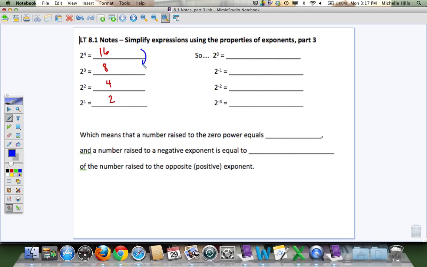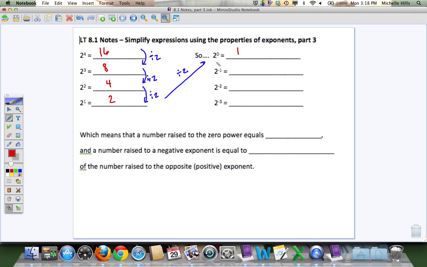Every time I move down 1, my exponent goes down 1, I could get this answer to this answer by dividing by 2. And that'll work all the way down here. Which means to move from 2 to the first power to 2 to the 0 power, I'm going to divide by 2 again. So 2 to the 0 power is 2 divided by 2, which is 1. It's not 0, which you might want to say it is.